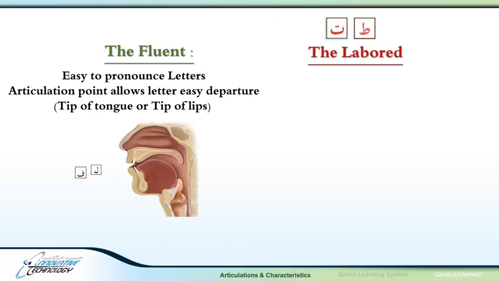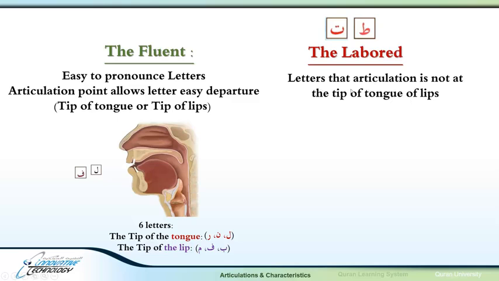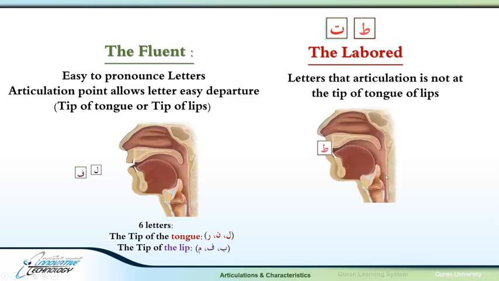And they are 6 letters, 3 from the tip of the tongue, the L, N, R, and 3 from the tip of the lips, the ib, the F, and the M. While the labored letters are the rest. They are letters that are not at the tip of the tongue or the lips, and they're a bit more difficult to pronounce. It takes time. It is labored compared to L and F. Now, the labored letters are the remaining 23 letters of the rest of the alphabet.